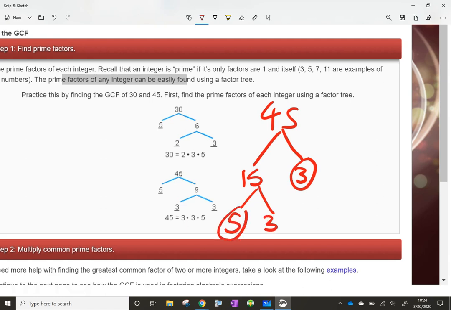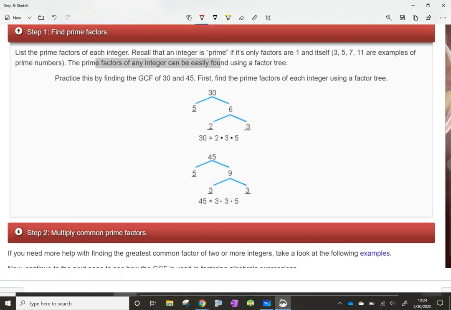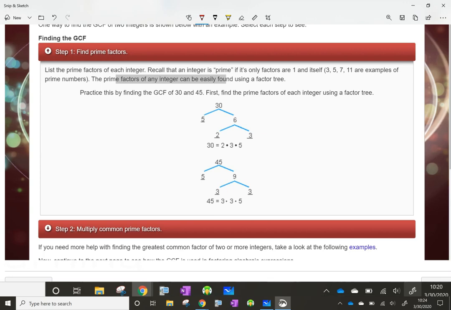And again, 5 ends that branch, 3 ends that branch because they're all prime numbers. You can't break them down any further. So again, you see the 5, 3, 3, exactly the same result. So that's how you factor something. Those are how you find what we call those prime factors. Now, how does that apply to what we're going to do here?